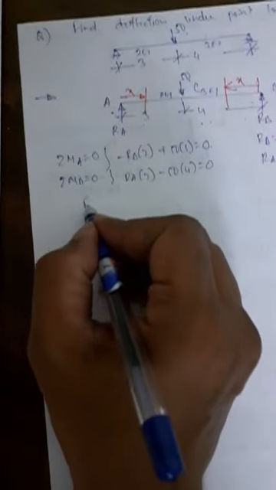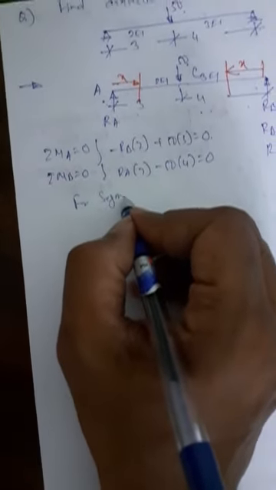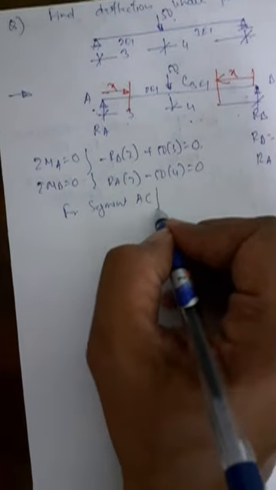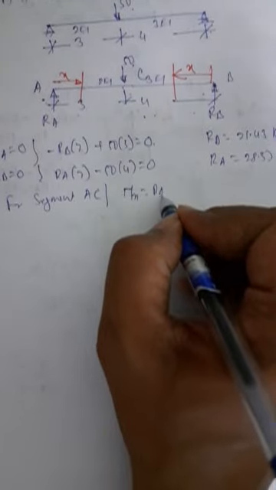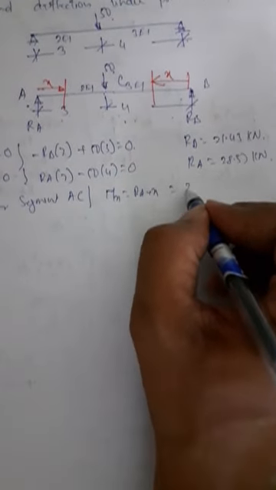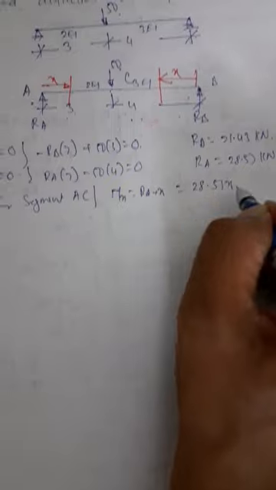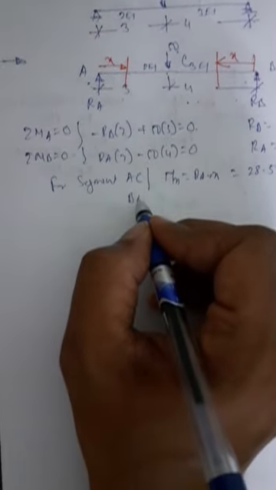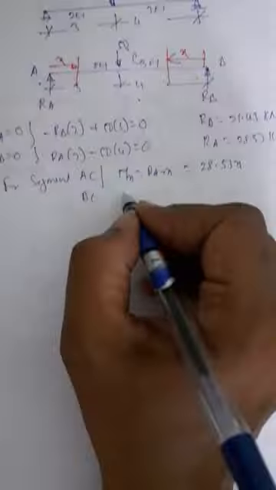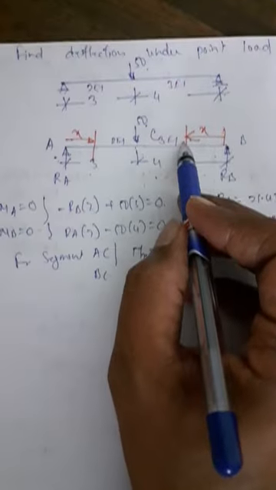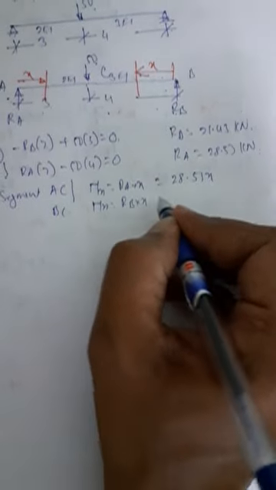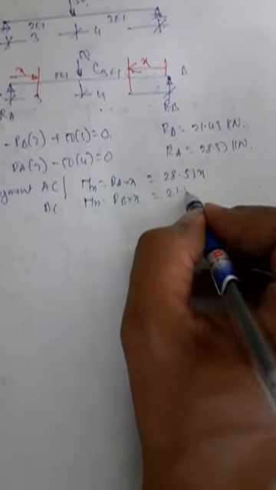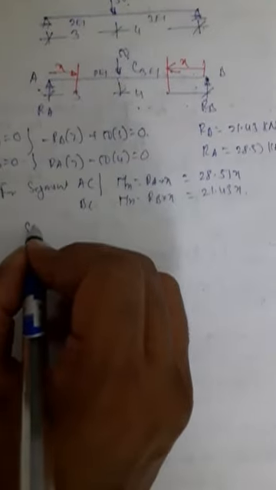Next, for segment AC, moment Mx is equal to RA into x. So that gives me the value 28.57 into x. For segment BC, moment Mx is equal to, here at this section, RB into perpendicular distance x. RB into x, I get the value 21.43 x.